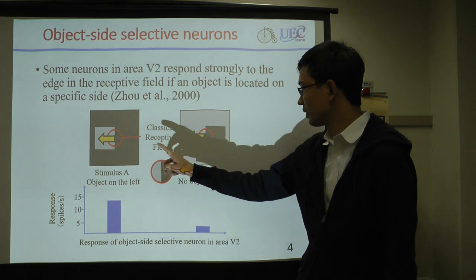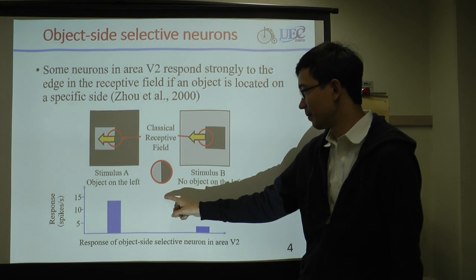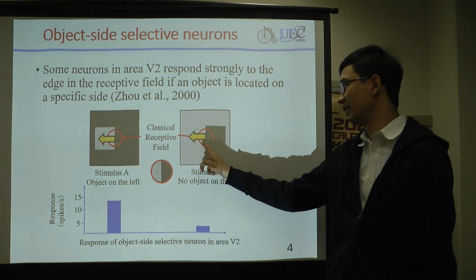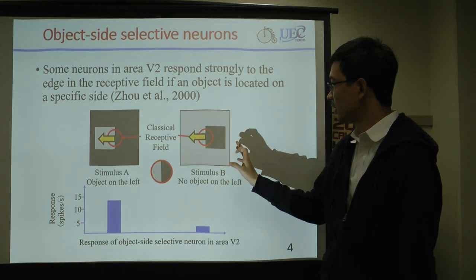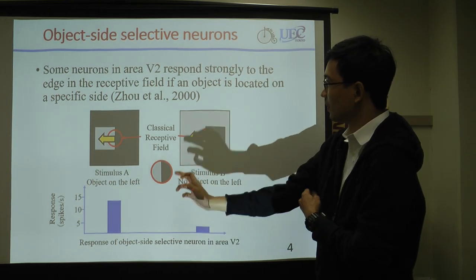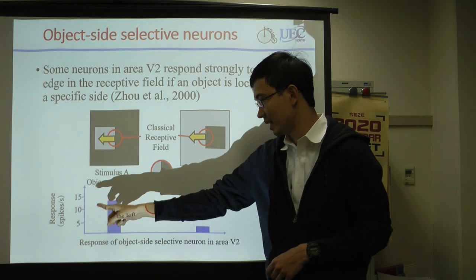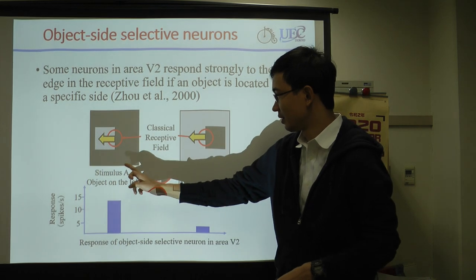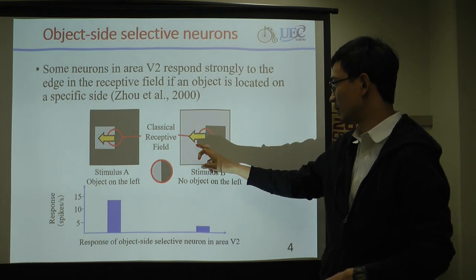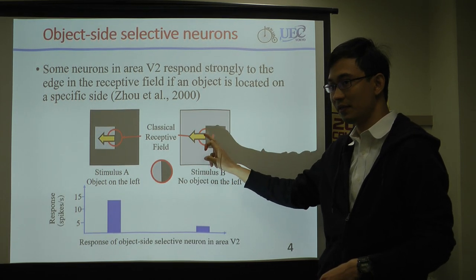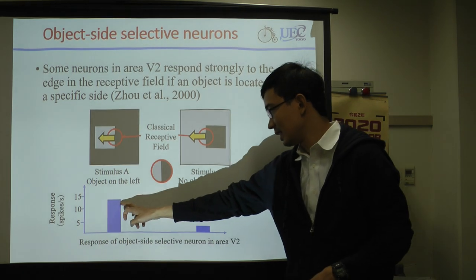And as you can see, in both of these cases, the pattern inside the red circle, or the receptive field, is the same: light gray, dark gray. However, the whole image shown is different. Now this neuron responds strongly when the light gray square is to the left side of this receptive field. But if there's no object on the left side of this receptive field, the neuron will respond not as strongly. So you can see there's a difference in response.